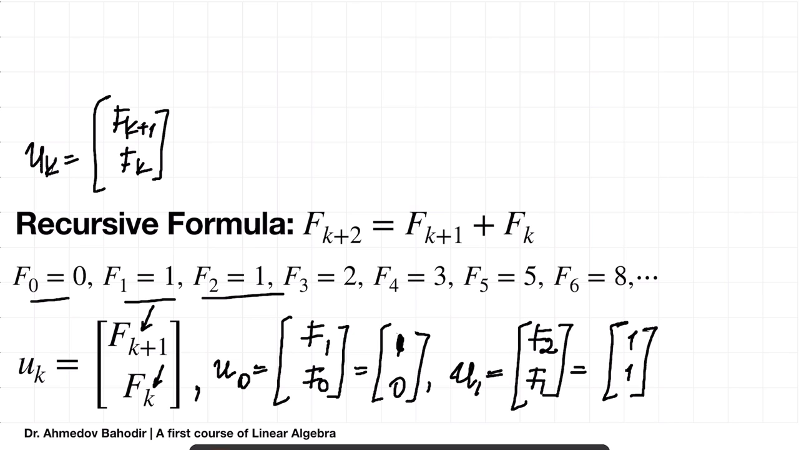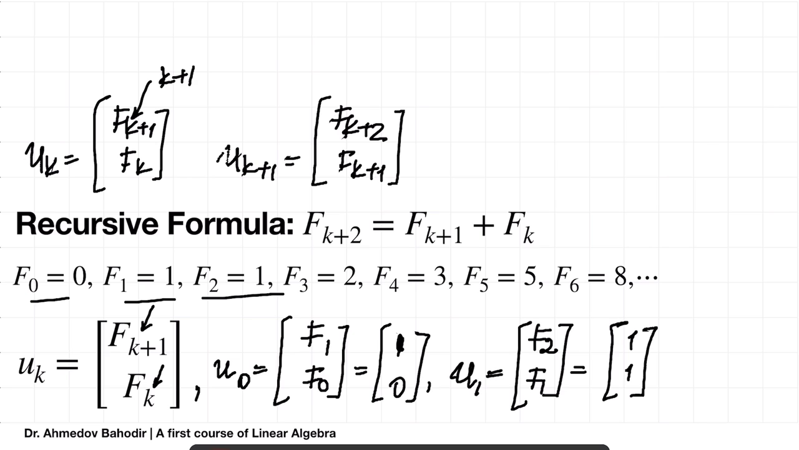And if you substitute k with k plus 1, for example, what's going to be uk plus 1? In this case, it's going to be fk plus 2 and fk plus 1. So I got this by just substituting k here to be equal to k plus 1. The reason why I wrote this is that I would like to figure out the equation which will give me uk plus 1 from uk by just multiplying uk by some matrix.